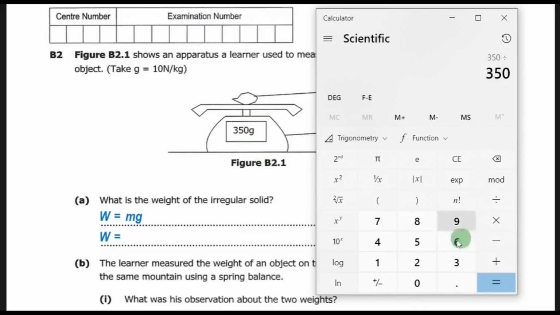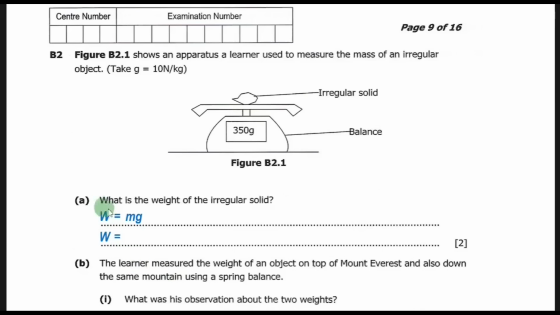By dividing by 1000. So this is the mass you are going to use, which will be actually 0.35. So here the mass is 0.35, then times acceleration due to gravity, which is 10. So this implies that weight is going to be 0.35 times 10, which is 3.5 Newton as your weight. So let's move to B.